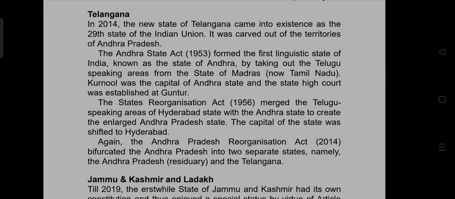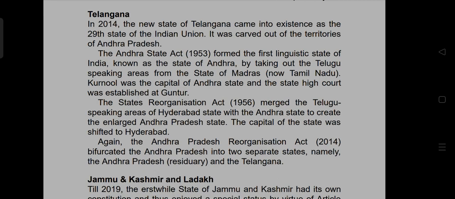Telangana. In 2014, a new state of Telangana came into existence as the 29th state of the Indian Union. It was carved out of the territories of Andhra Pradesh. The Andhra State Act of 1953 formed the first linguistic state of India, known as the State of Andhra, by taking out Telugu-speaking areas from the state of Madras, which is now Tamil Nadu. Kurnool was the capital of Andhra state and the state high court was established at Guntur.